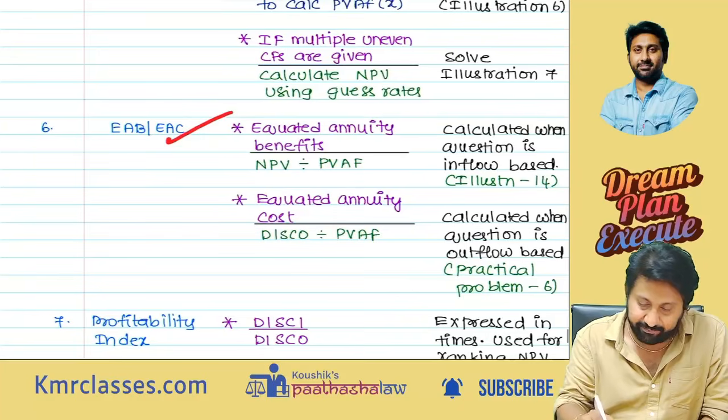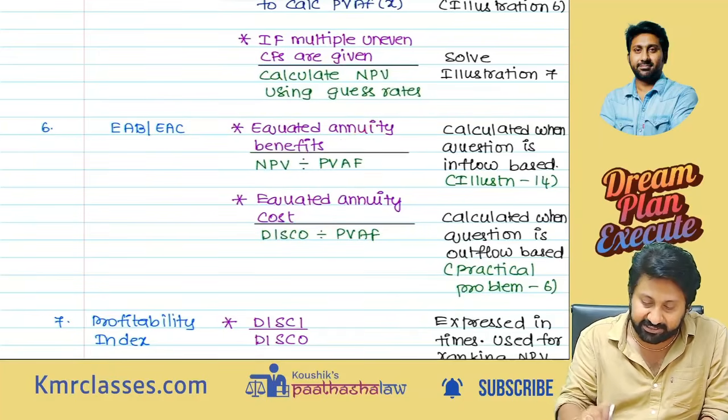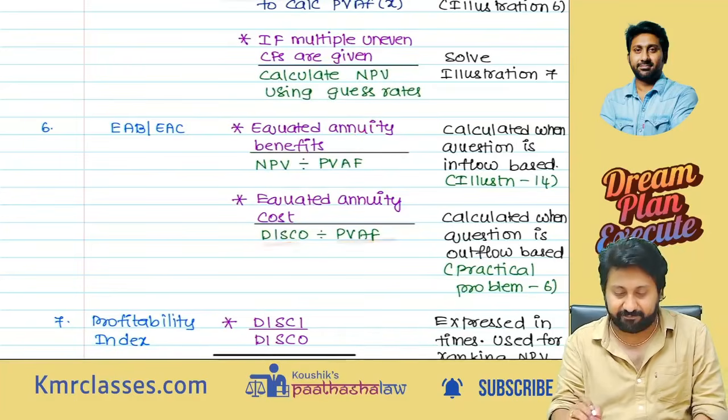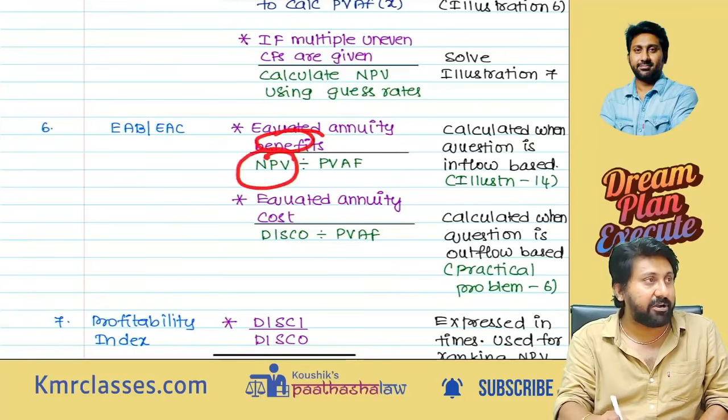EAB, EAC. If it is an equated annuity benefit question, NPV by PVAF. If it is equated annuity cost, DISCO by PVAF. PVAF is common. If it is a benefit calculation, you have to take NPV in the numerator.